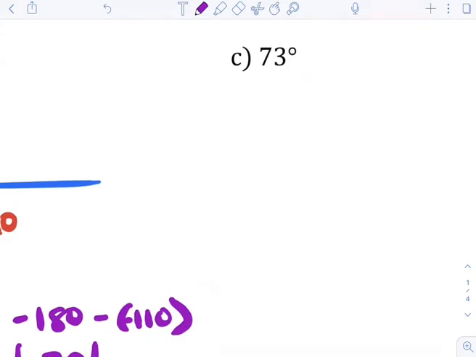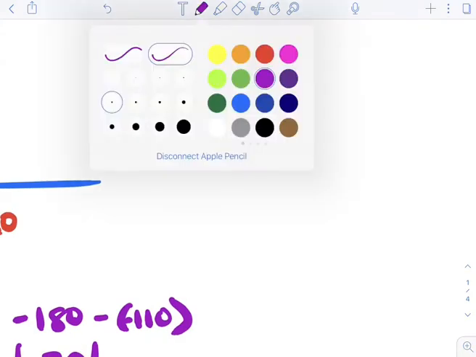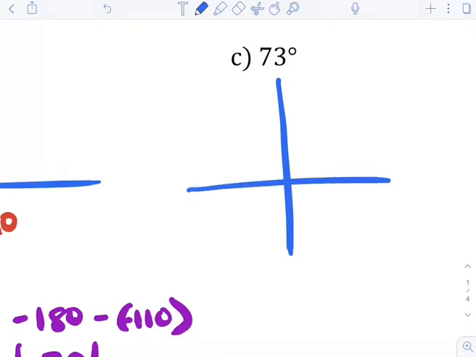Next one, 73. Draw our grid. Whoops, wrong color. This one here: if we're starting with our arm along the x-axis in the same spot, that's our principal arm, and I go counterclockwise because it's a positive 73 degrees. As I go up here, we get to 90. That's too much, so it must be in the first quadrant, somewhere around here.